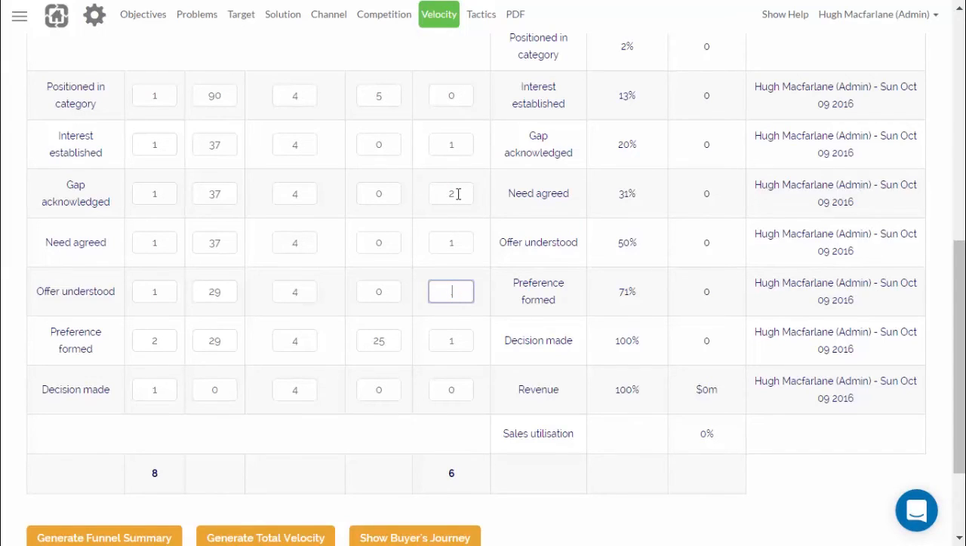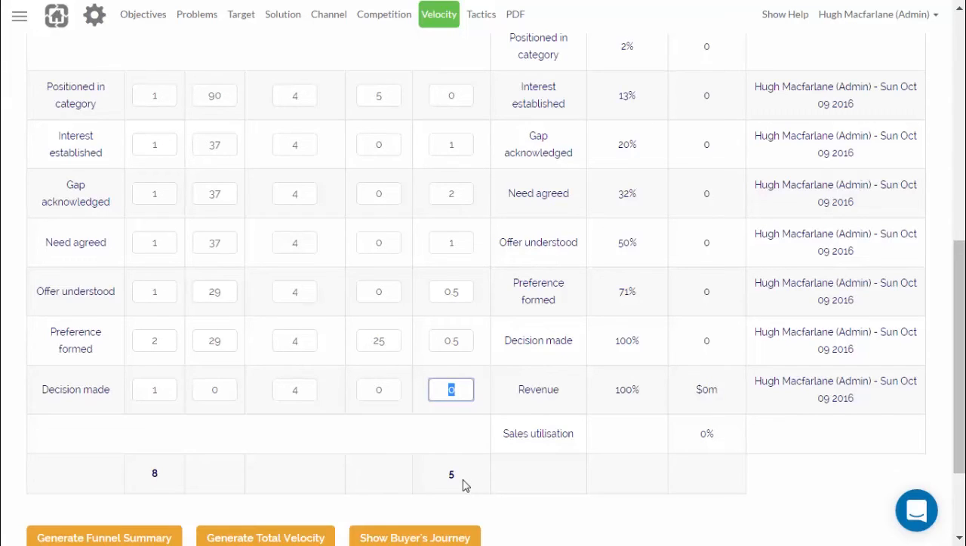In fact, let's say every second prospect needs a meeting between offer and preference, and every second prospect needs a meeting to get from preference to decision. Now in this example, we've gone down to only 5 meetings.